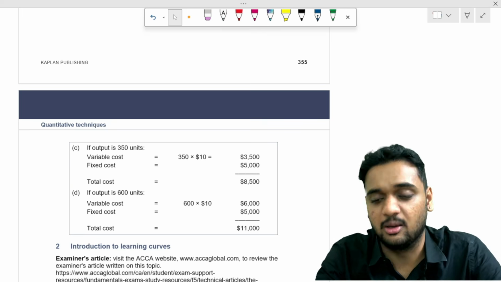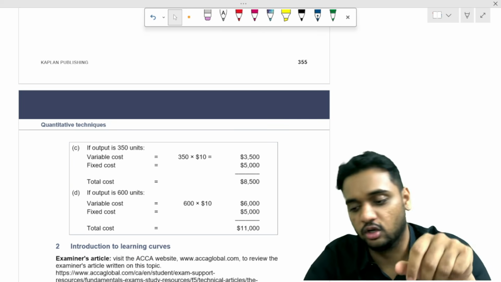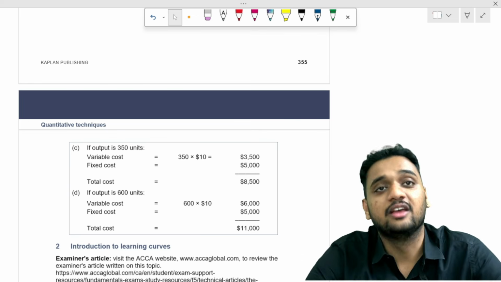And if they ask for a specific number of units, what you have to do? That number of units into variable cost per unit, plus your fixed cost, you will get the total cost. Understood all of you? Yes or no? All of that.